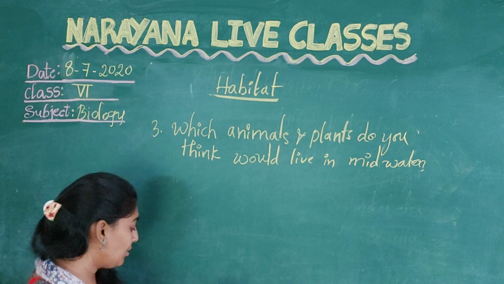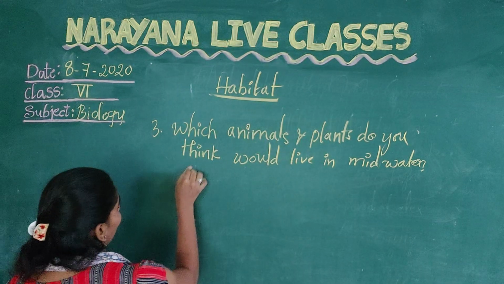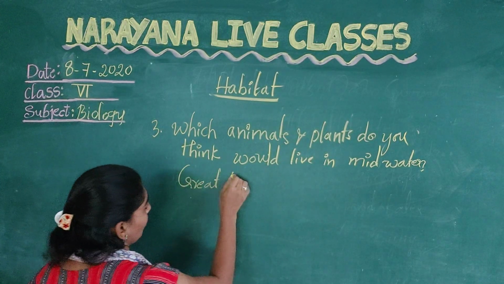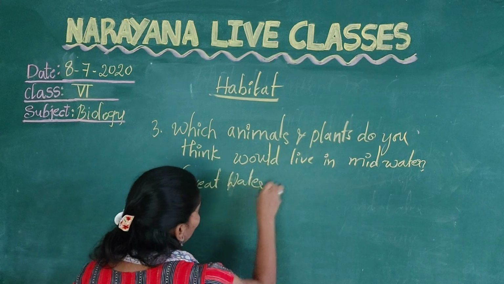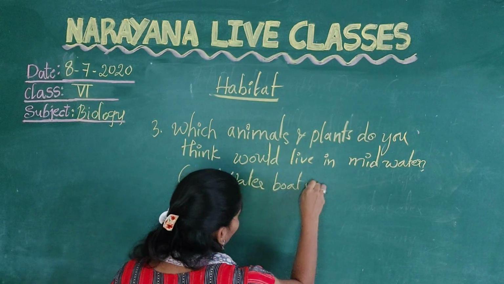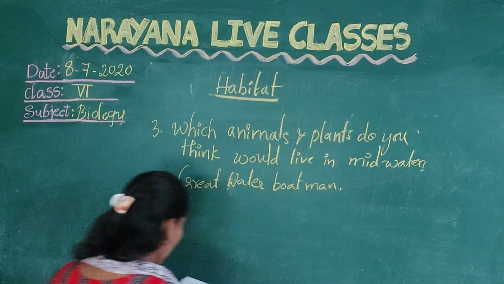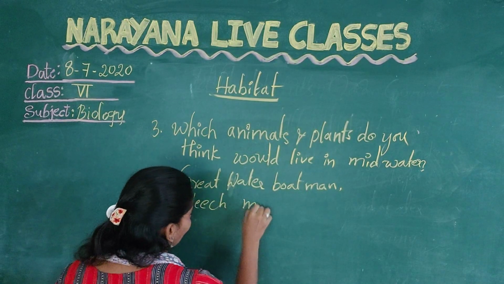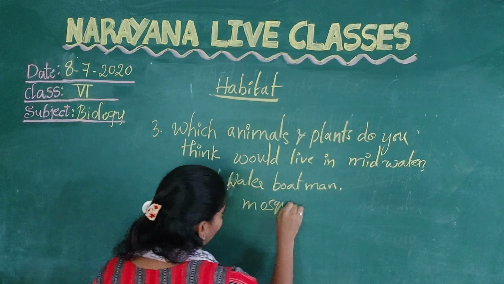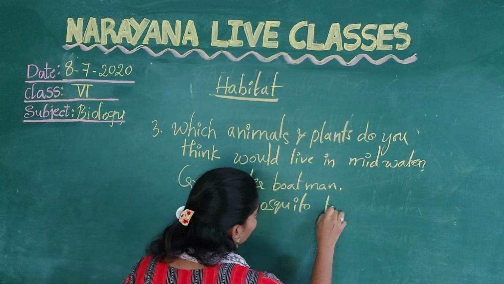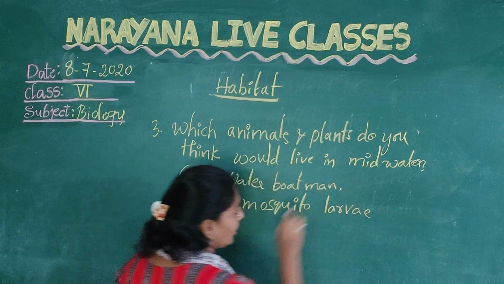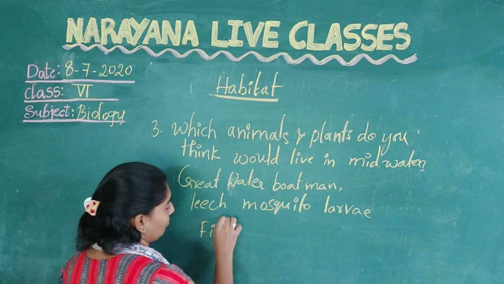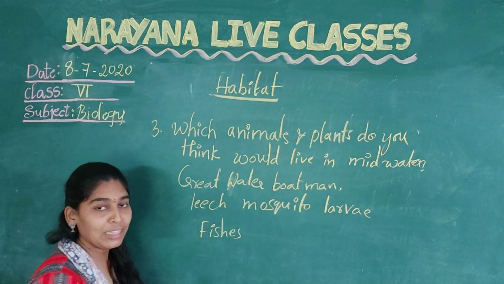So in the midwater especially, we can see great water boatman, and the next one, leeches, mosquito larvae, and especially in this region we can see fishes, which swim in this region.